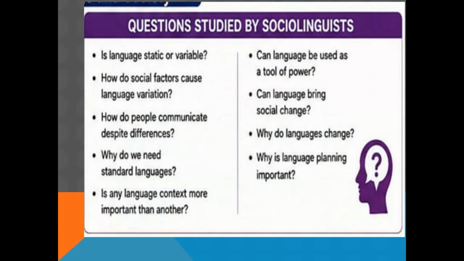Sociolinguists try to answer questions such as why do people speak differently? Why does language change over time? How does language show identity? How is language connected with power? Why do dialects exist? How do social factors influence language? These questions form the basis of sociolinguistic research.